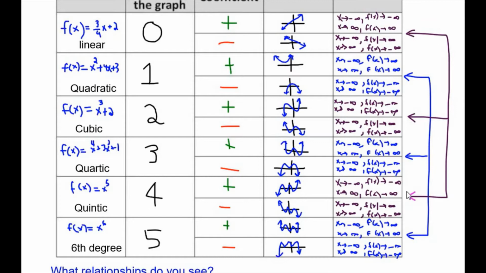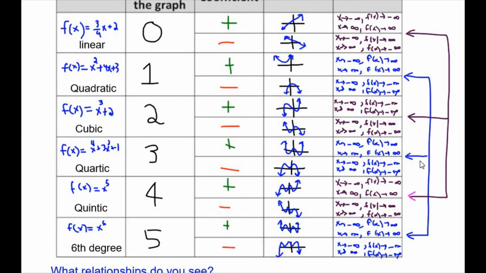So I went ahead and filled in the rest of this table, and you can see the pattern here. When you have an odd degree, this being 1, this being 3, this being 5, the end behaviors of these graphs will always alternate, as opposed to an even degree polynomial, which has the same end behaviors, but instead of alternating, they match. Positive, positive, negative, negative, positive, positive, negative, negative.